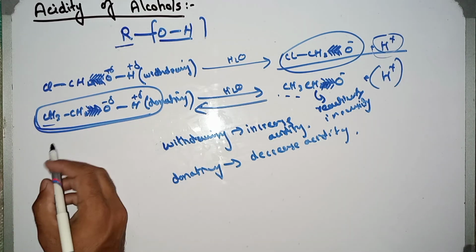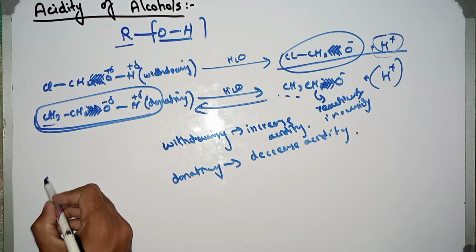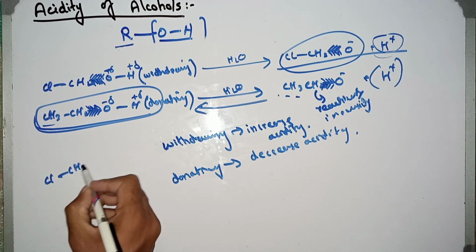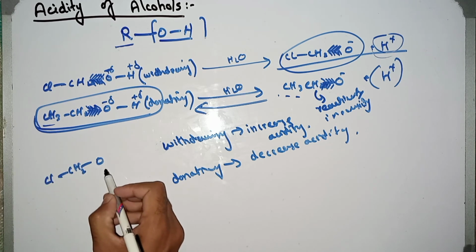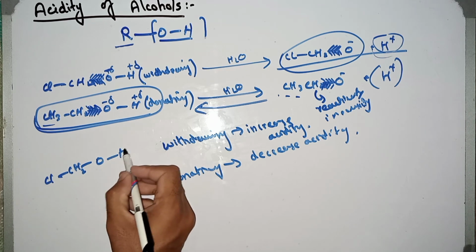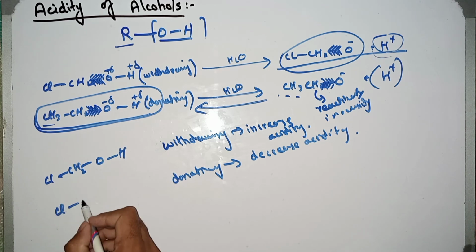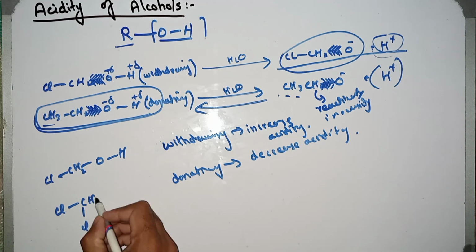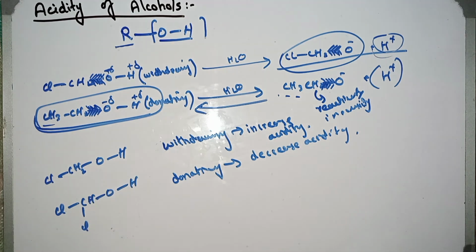Let's suppose in this case, ClCH2OH, while this is another case, Cl2CHOH. Which one will be more acidic, and which one will be less acidic? Please pause the video and answer in the comment section.